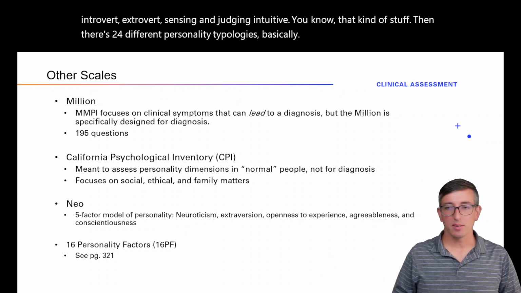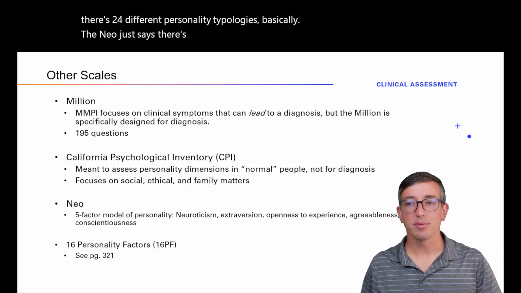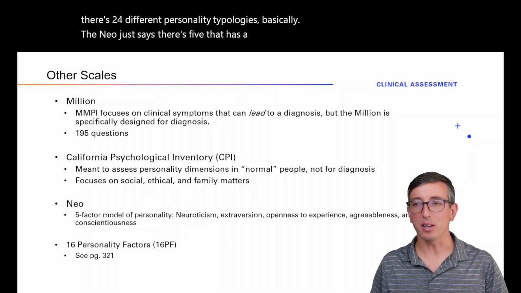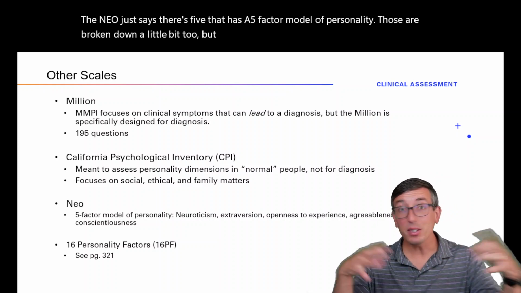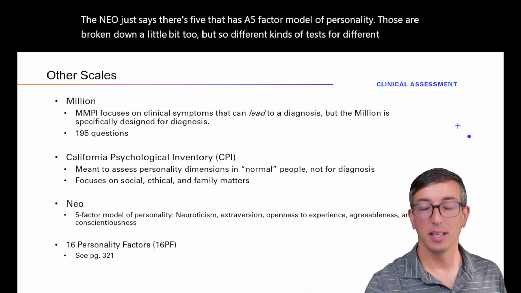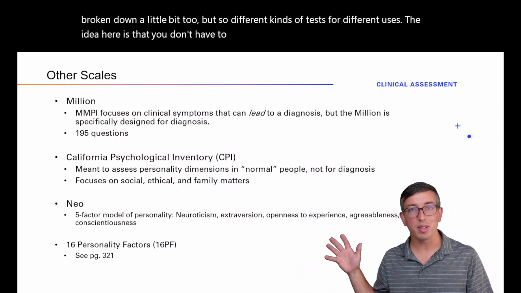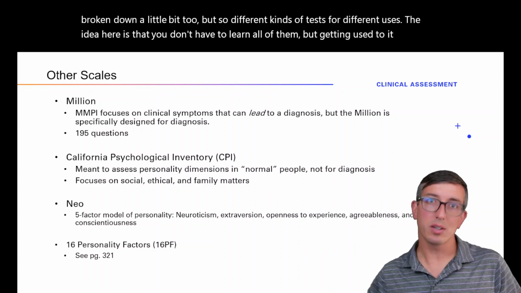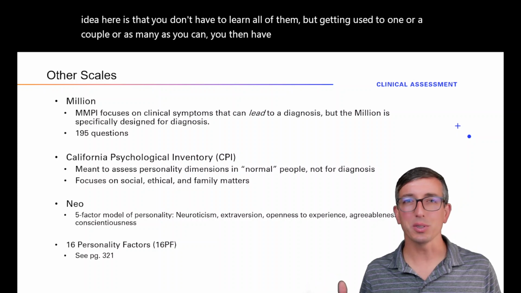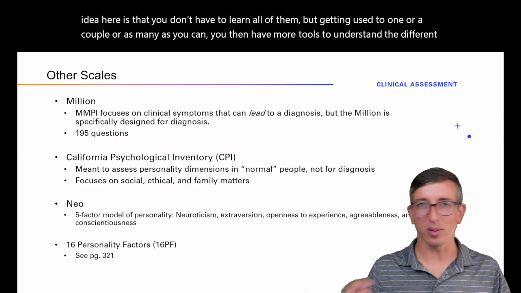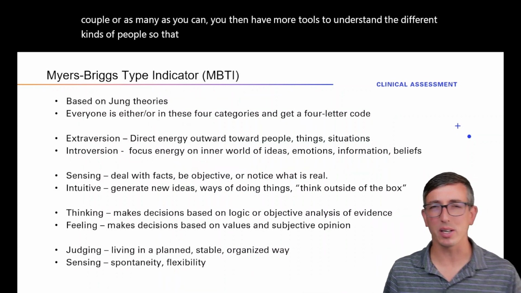The NEO just says there's 5. It has a 5-factor model of personality. Those are broken down a little bit too, but these are different kinds of tests for different uses. The idea here is that you don't have to learn all of them, but by getting used to one or a couple, or as many as you can, you then have more tools to understand different kinds of people. So that can be helpful, but I don't want to go into that too much.